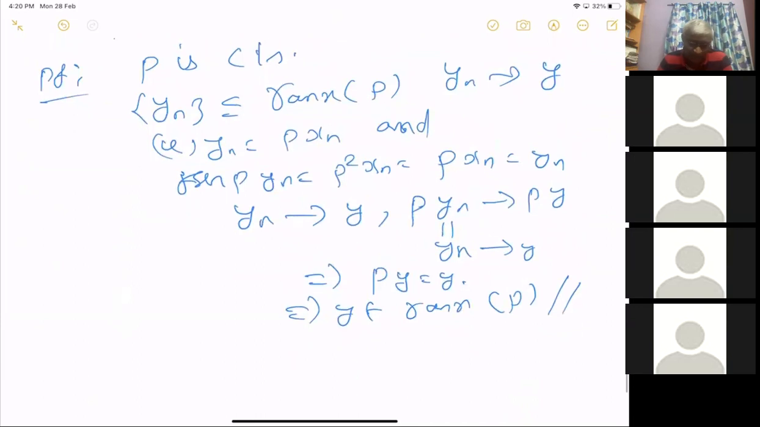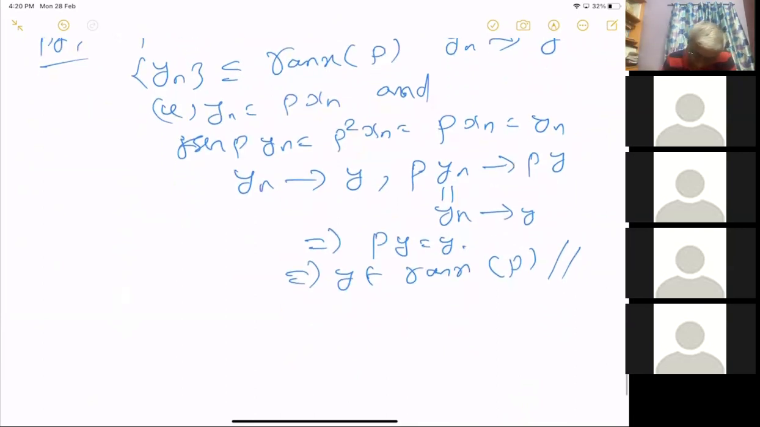If a linear map is continuous, then the kernel is closed. That is true for any linear map, and for any continuous map. If P of xn equals 0 and xn converges to something, then P of xn converges to P of the limit, which is also 0. Okay, so the kernel of P is closed.